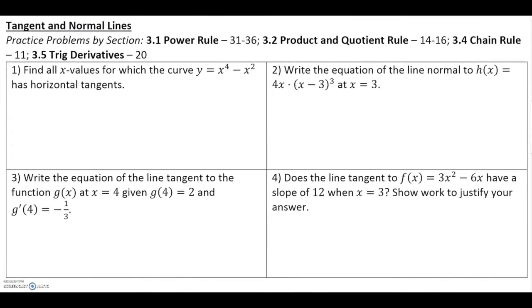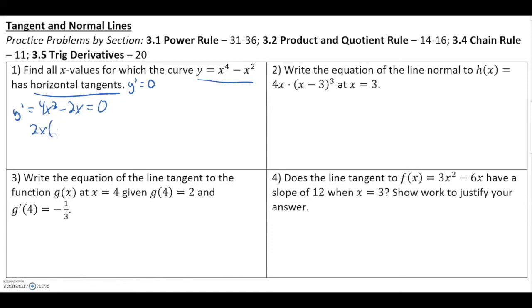Our next section that we should be expecting, tangent and normal lines. So in problem 1, find all x values for which the curve y equals x to the 4th minus x squared has horizontal tangents. We've got to realize that means where our derivative equals 0. So getting y prime here, we're going to get 4x cubed minus 2x. We want to set that equal to 0.